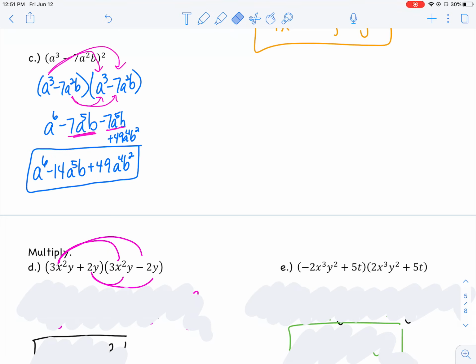I end up with a final answer of a to the sixth minus 14a to the fifth b plus 49a to the fourth b squared. No like terms left. That would just be my final answer.